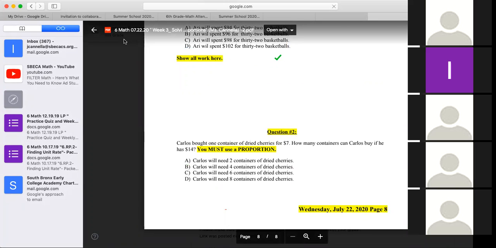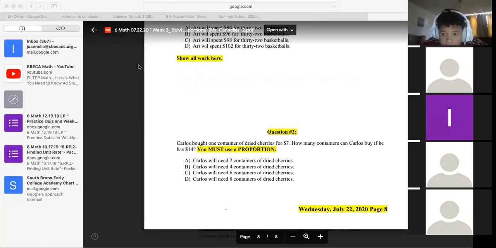Carlos, it says, bought one container for $7 for cherries. How many containers can he buy if he has $14? Well, this is pretty easy. 1 equals 7, so 14 is going to buy how many? 2. Whoa, okay. So we're going to do 1 container over $7. Somebody did that quick. Equal something over 14.